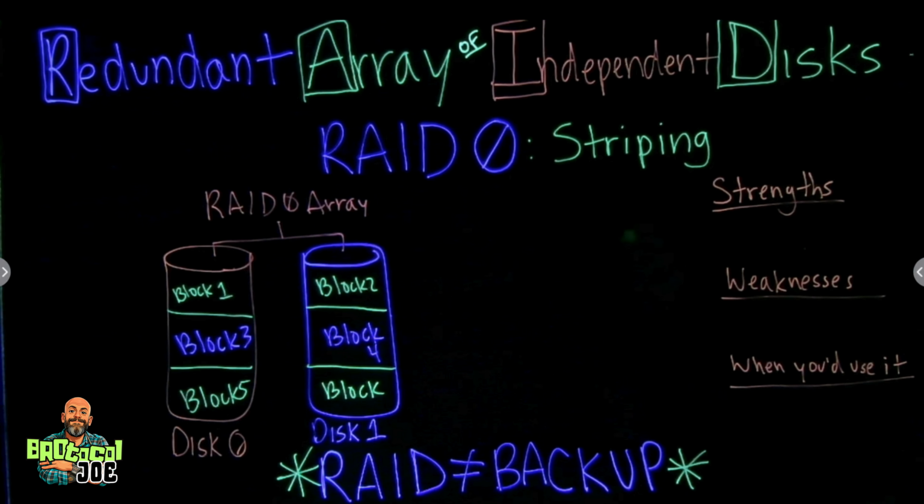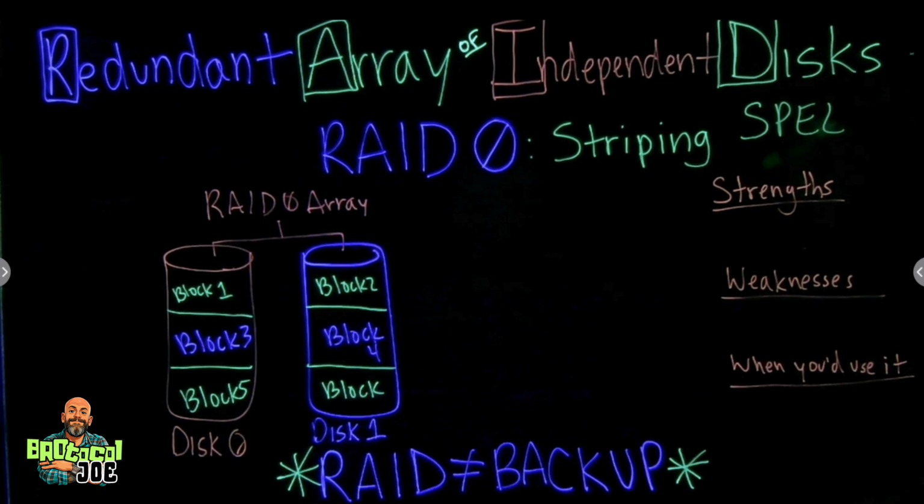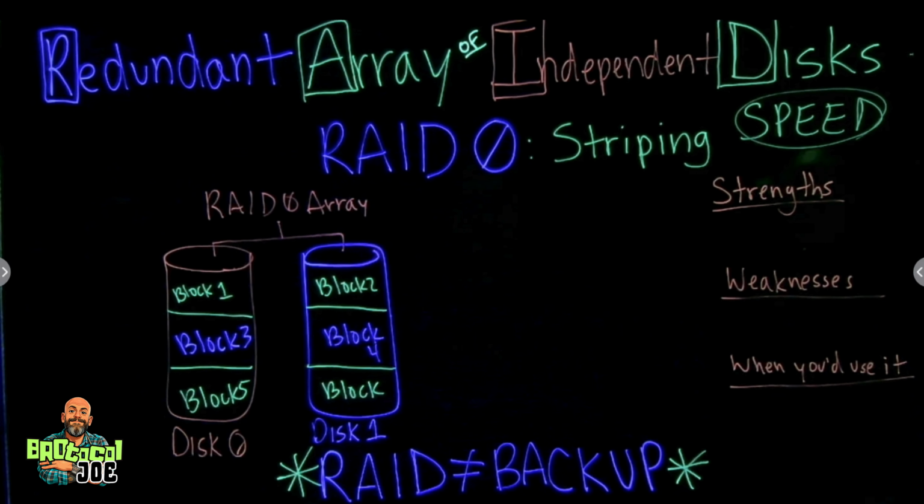RAID 0, it is built, like I said, for one thing. It is built for speed. It has the need for speed. What RAID 0 does is it uses a concept called striping. Striping very simply means that data is split into pieces and it is spread across multiple drives. So instead of writing a file to one disk, for instance, disk 0, RAID 0 divides it into blocks and distributes those blocks across the drives.